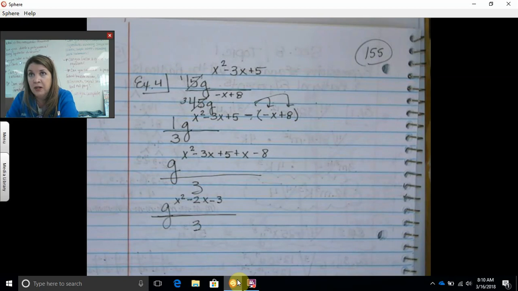We just have to remember our exponent rules. When you're dividing like bases, keep the base, subtract the exponent. When you're multiplying like bases, keep the base and add the exponent.